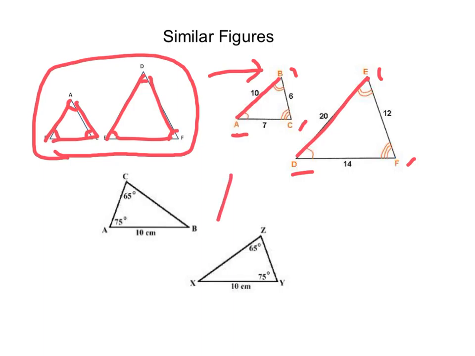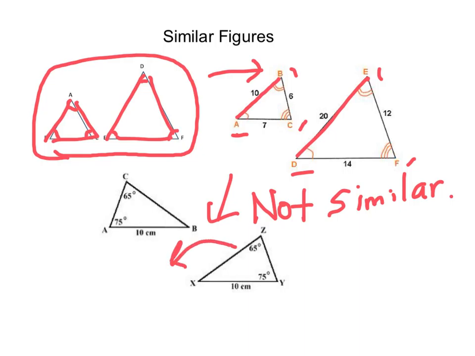Now, these right here, these are not similar. These are congruent. Okay, congruent figures are those that are exactly the same size and shape. So if we were to take this triangle and we were to spin it around, okay, we can match up the 65-degree angles, match up the 75-degree angles, and 10 would still match up. This is the same shape, it's just rotated around. Okay, so those are congruent figures, not to be confused with similar figures.